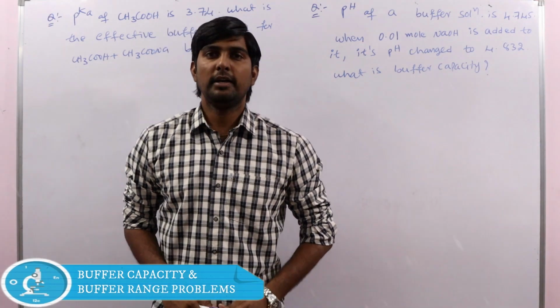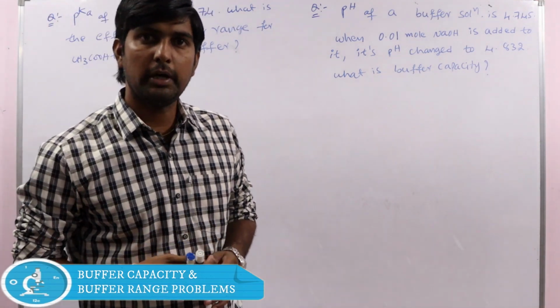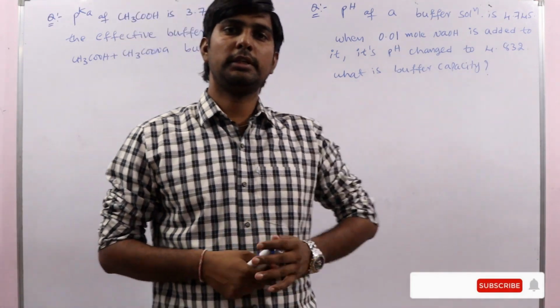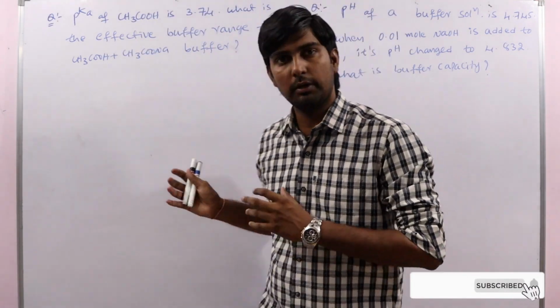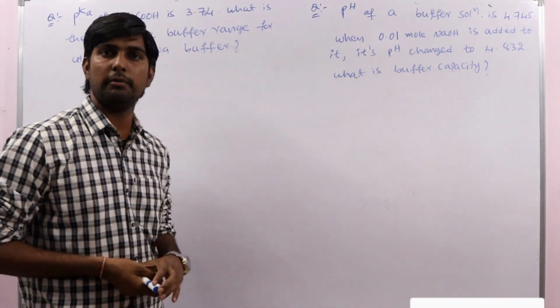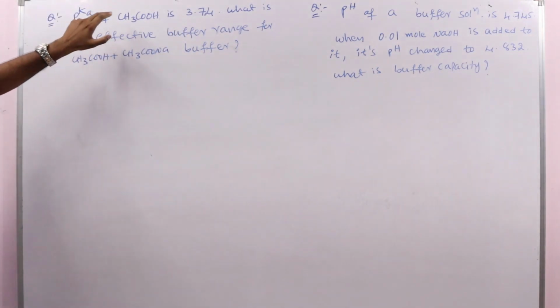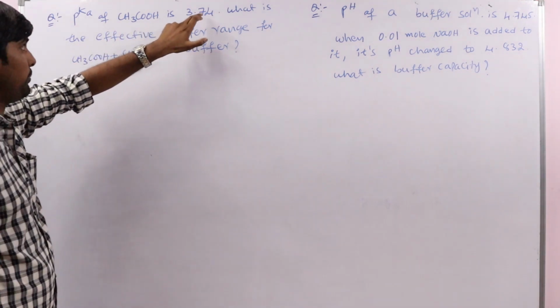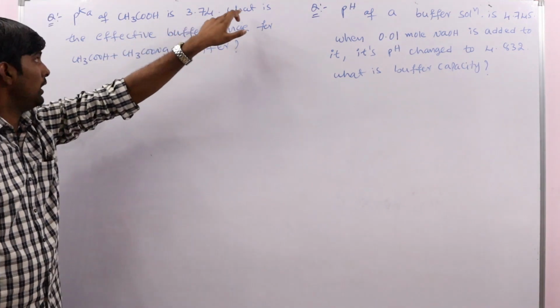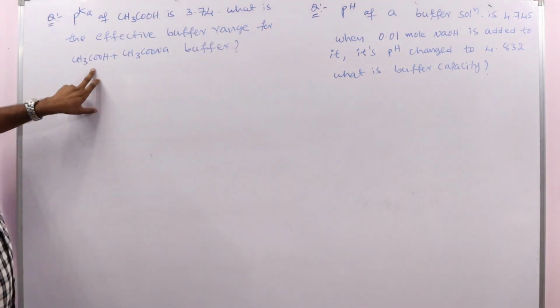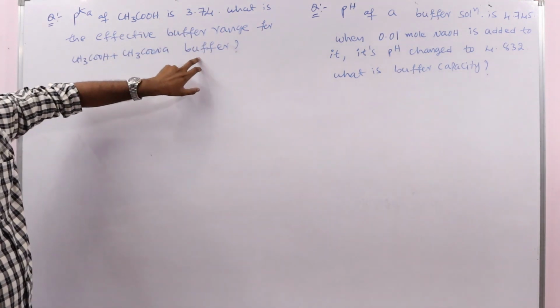Hello viewers, in the previous lecture we have discussed buffer capacity and buffer range and some special cases, right? So in this lecture let us discuss some different types of problems related to those concepts, very important. Okay, so first one is: pKa of acetic acid is 3.74. What is the effective buffer range for acetic acid plus sodium acetate buffer?